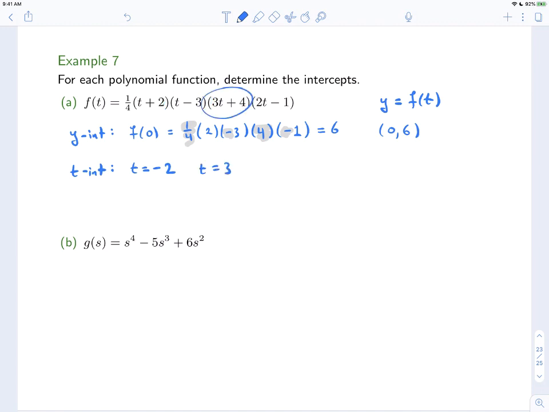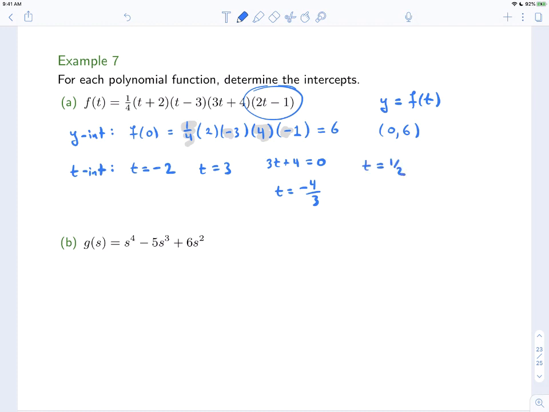For this one, you just set that equal to 0. 3t plus 4 equals 0, and then solve for t. So that means t is equal to subtract the 4, and then divide by the 3. And finally, we have this term right here, and that's equal to 0 precisely when t is equal to 1/2.